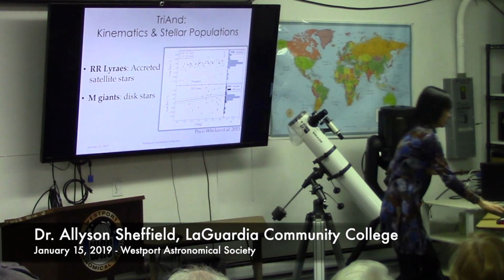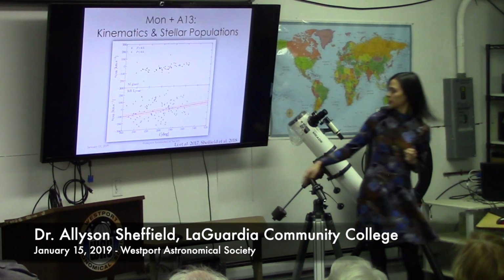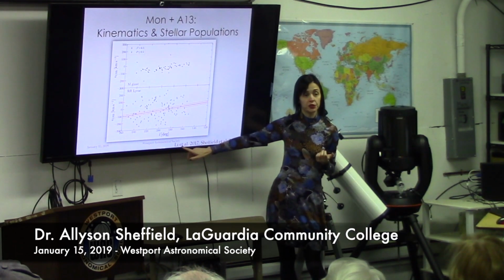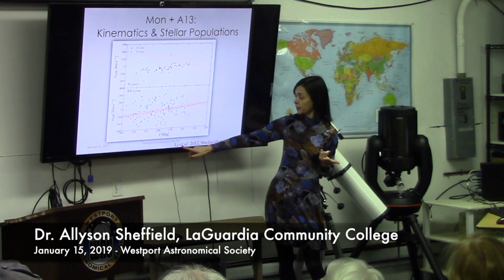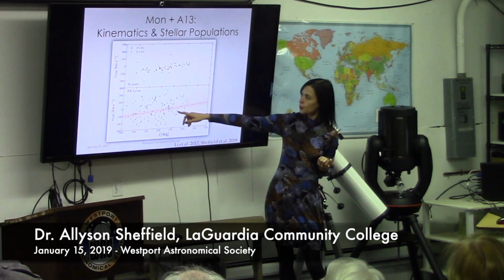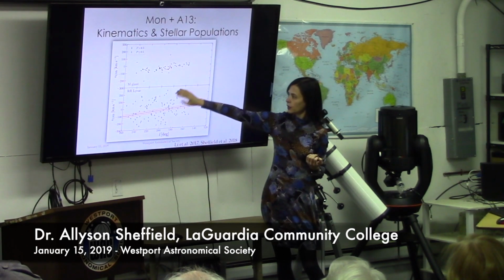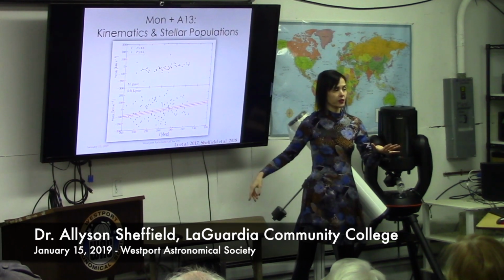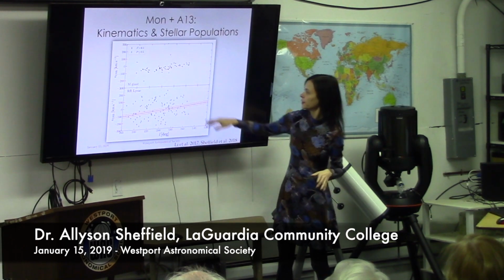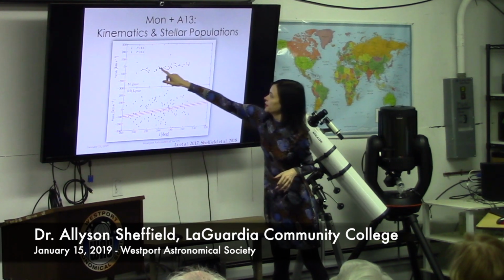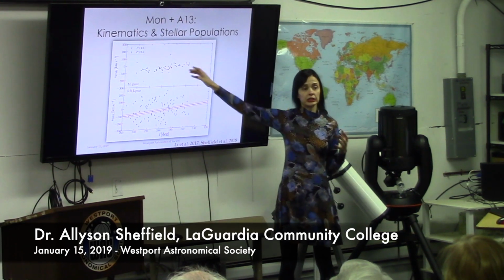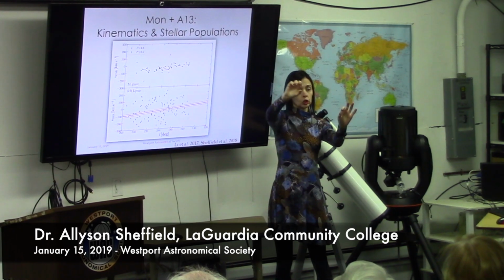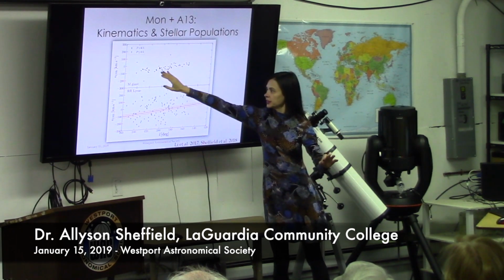And we did the exact same analysis. So this was the paper that shows the A13 results. I actually took that A13 data. I measured more radial velocities for Lyra and M giants. And so these two papers, I'll show references at the end if you want to read up on any of these. So this was Mon and A13, and just like Triad, you see M giants, there's a really, really low dispersion in the velocities.